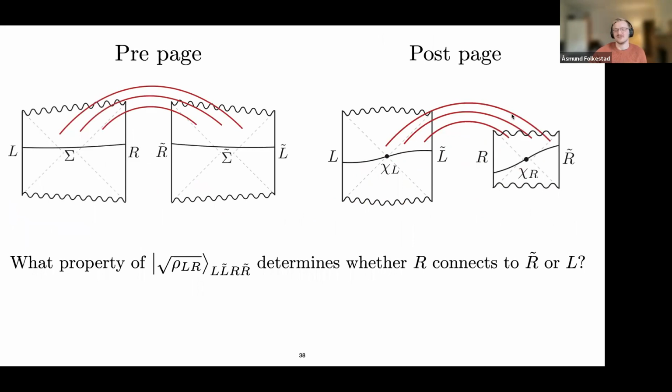So somehow, if you compute this canonical purification, square root of rho LR, which is a state on these four subsystems, as a function of time, suddenly we have a flip between what connects to what. So it could be interesting to study this state and look for patterns that can maybe help us understand connectivity.